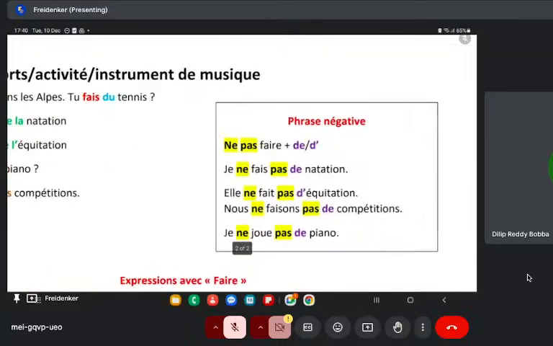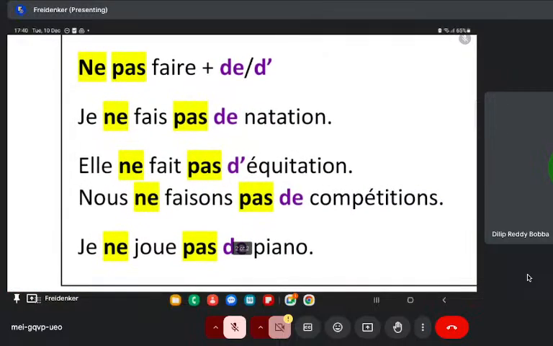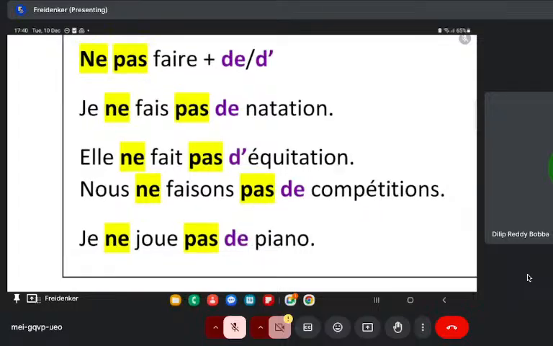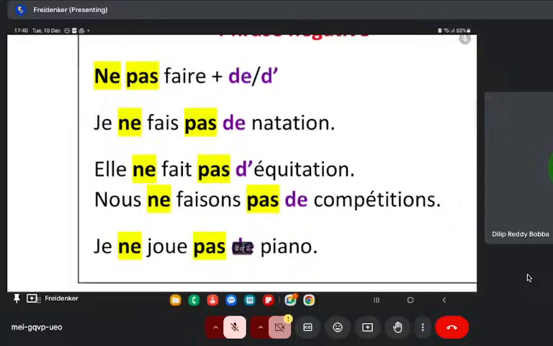So okay, that is what I'm talking about. So it changes, and if it begins with a vowel, then de becomes d apostrophe. For example, here, Equitasio was horseback riding. So elle ne fait pas d'équitation. She doesn't do horseback riding.